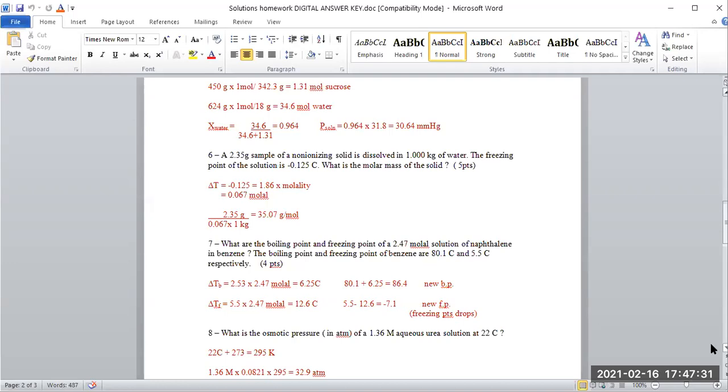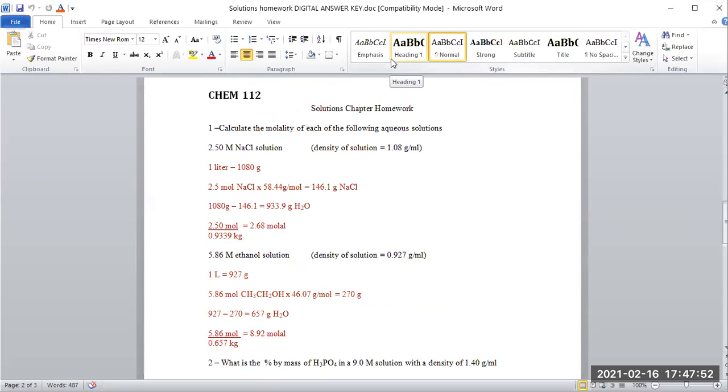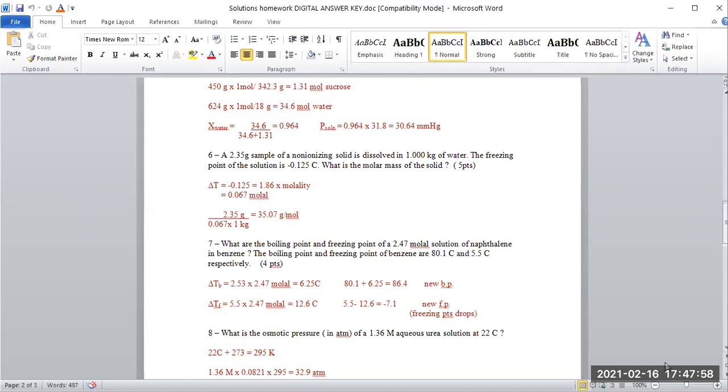So you are going to end up with a 6.25 degree change for boiling and a 12.6 degree change for freezing. Make sure you are going in the correct direction. Freezing point depression, boiling point elevation. This is why you need to have them go in the appropriate directions. Your boiling point will go up to 86.4. Your freezing point is going to drop to negative 7.1. Boiling goes up, freezing goes down.